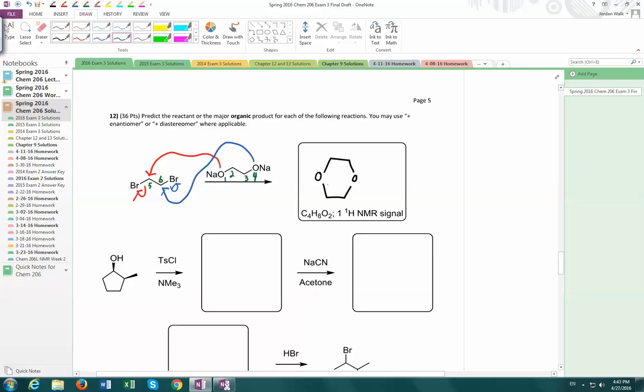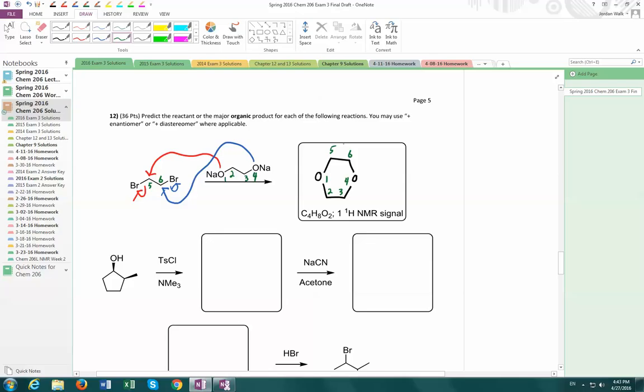Okay. And so here we would have 1, 2, 3, 4, and then we connected 4 and 6, and then we've connected 1 and 5. So we end up with that molecule right there. So we would only expect 1 proton signal.